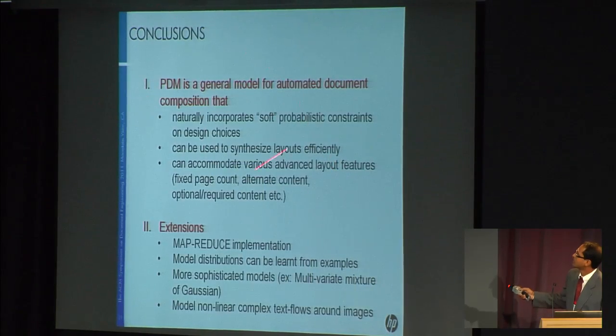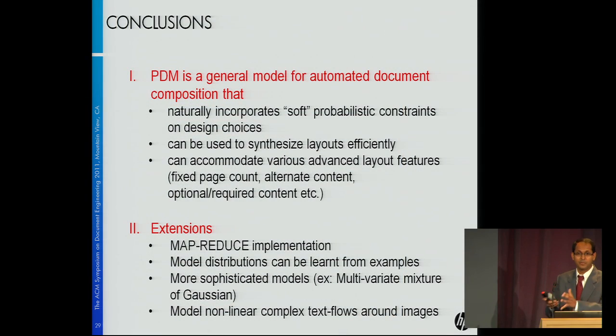So in conclusion, we have a general model for automated document composition. The specialization is not general, by the way. The specialization refers to a specific class of documents and the specific probability distribution that I had. But I hope in future people will come up with better parameterizations for this type of thing. We naturally incorporate soft probabilistic constraints and can be used to synthesize layouts if we've got an efficient way to synthesize layouts. We've also, and I know this is a Google talk, so we also have a nice MapReduce implementation. It's very conducive to MapReduce on large-scale clusters.